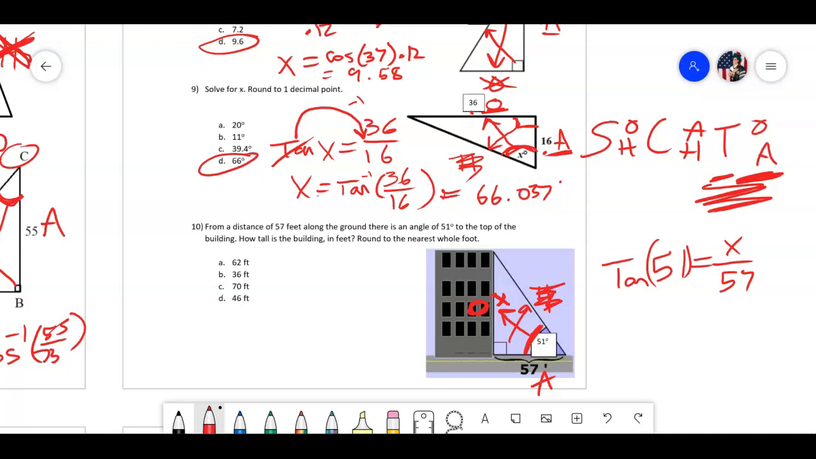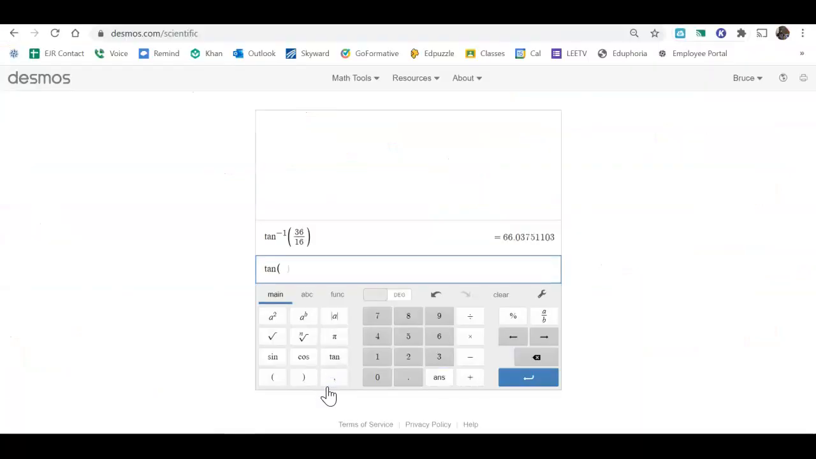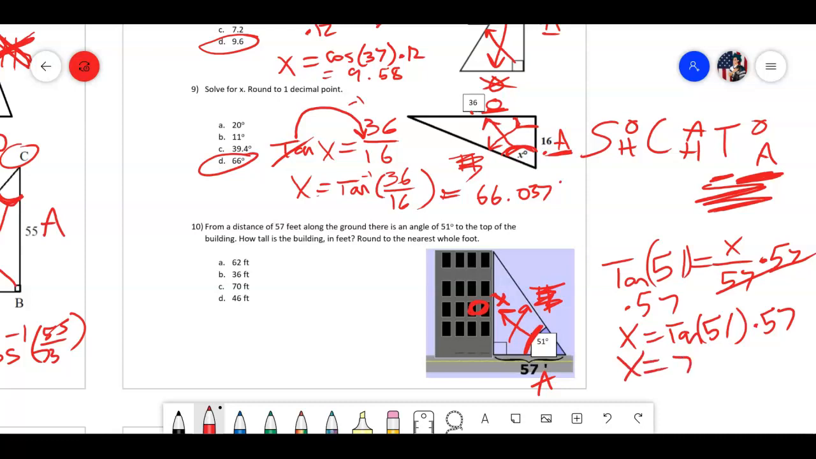Again, to get rid of the bottom divided by 57, we multiply by 57 on both sides. So x equals tan 51 times 57 outside the parentheses. Tan 51 times 57 outside the parentheses. And we get 70.389, which we know rounds to 70.